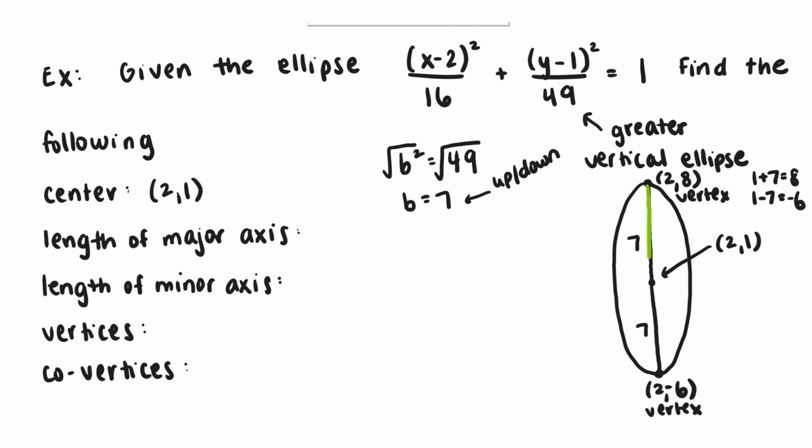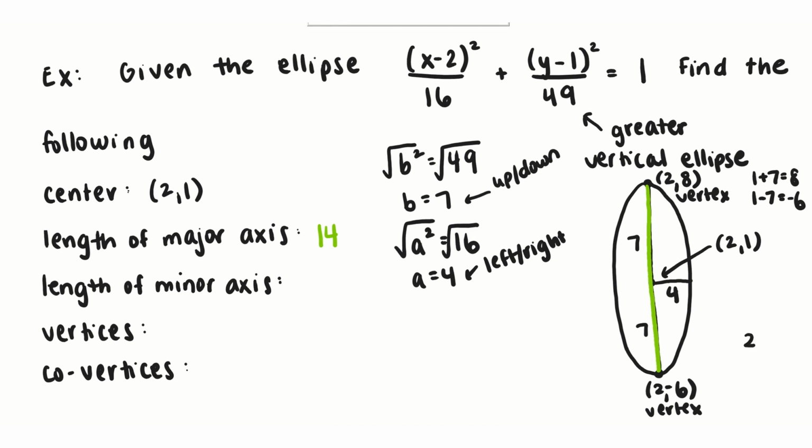Then we can see that our major axis is this entire length. So if half of the distance is 7, then the entire length would be 7 plus 7, which is 14. And then a squared is equal to 16. So if I take the square root of each side, a equals 4. And this is the value that I will move left or right from the center. So if I move to the right 4, I will just be adding 4 to the x value of my center, which will give me 6. So that co-vertex will be (6, 1).